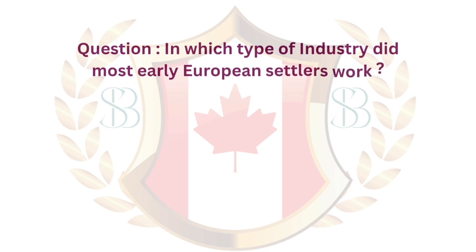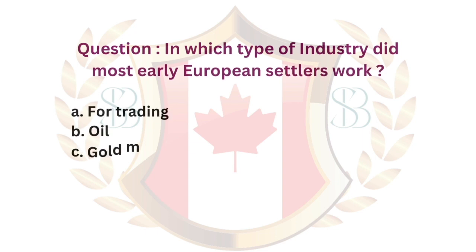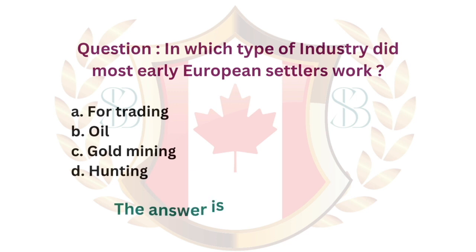Question. In which type of industry did most early European settlers work? A. Trading. B. Oil. C. Gold mining. D. Hunting. The answer is A. Trading.